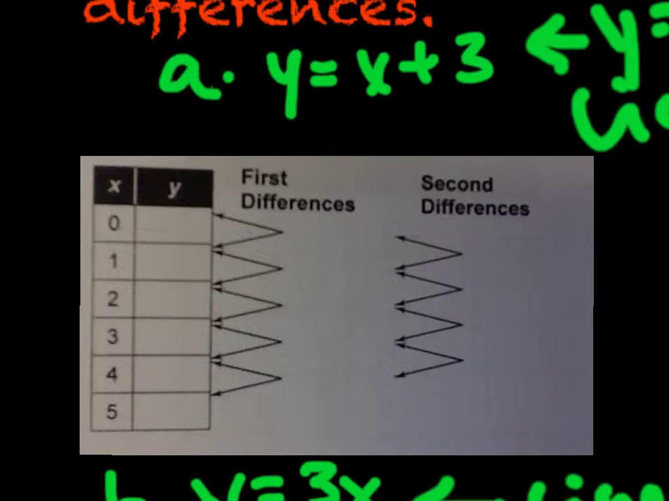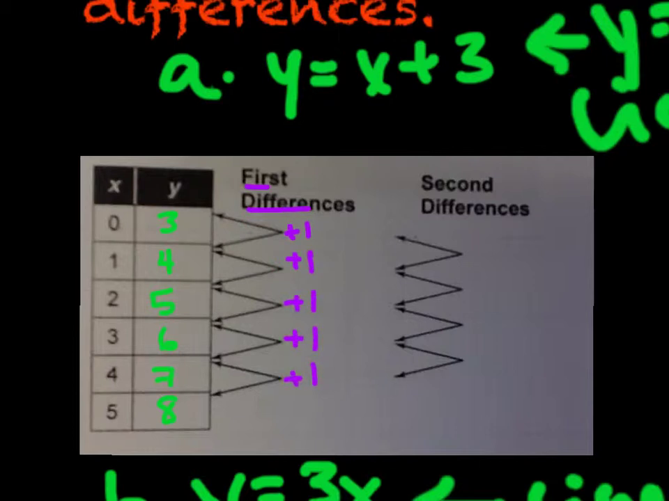So if x were equal to 0 for this first equation, y is going to equal 3. If x was 1, y would equal 4. If x was 2, y would equal 5, and so on. And we're increasing just by 1 each time. Our first difference, I'm going to do in purple, and we can see there's a +1, +1, +1 each time.